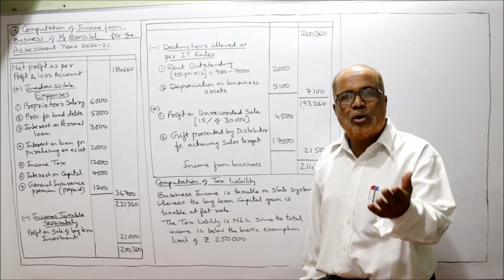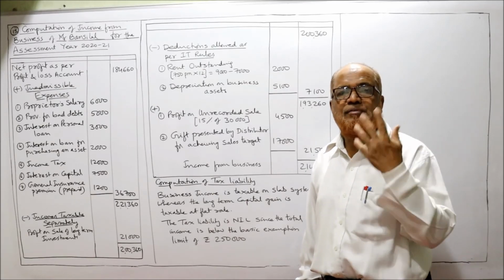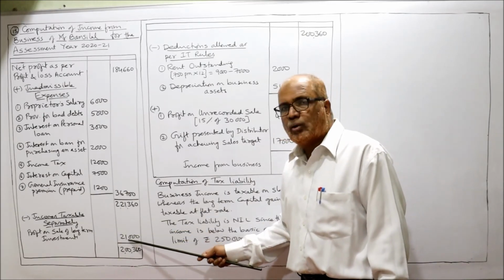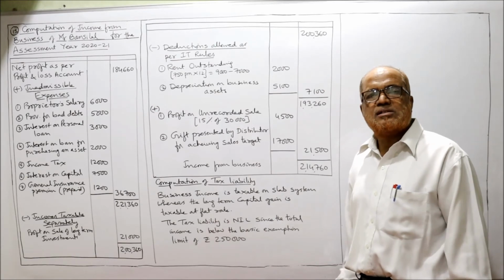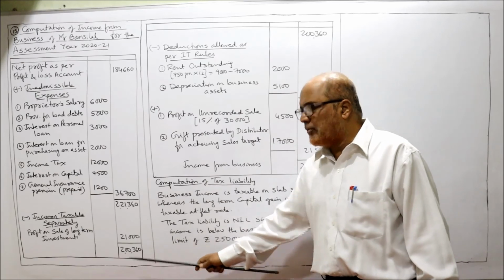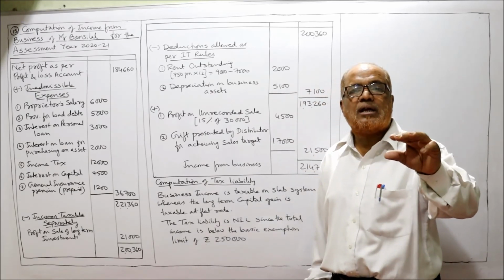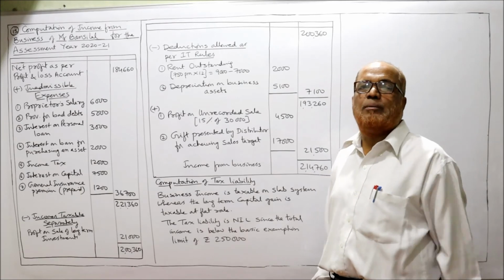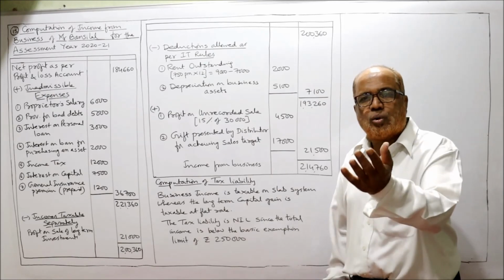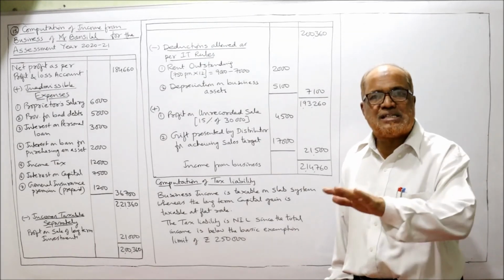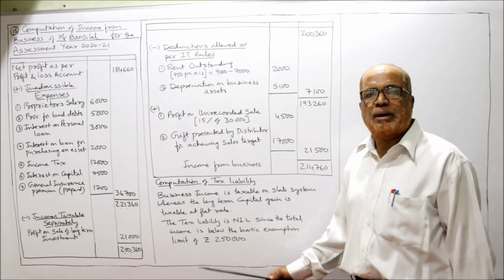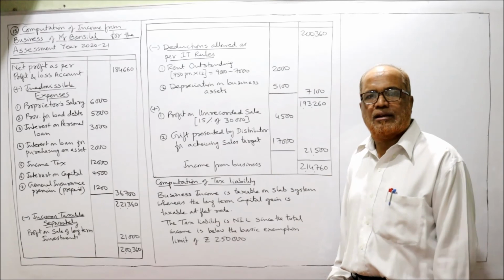So here, what is the business income? 2,14,760. It is below the basic exemption limit of 2,50,000. And the long-term capital gain is also 21,000. If we add up both income from business and income from long-term capital gain, the total income is below the basic exemption limit of 2,50,000. So tax liability will be nil. No tax will be applied on this SSC. Tax liability nil. That's it.